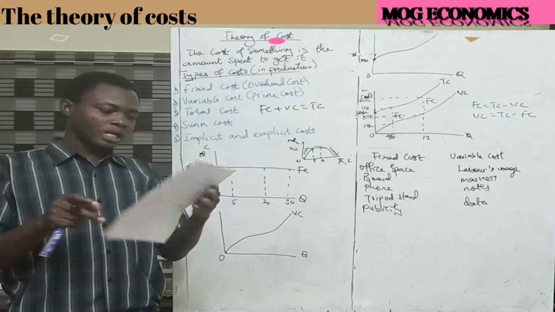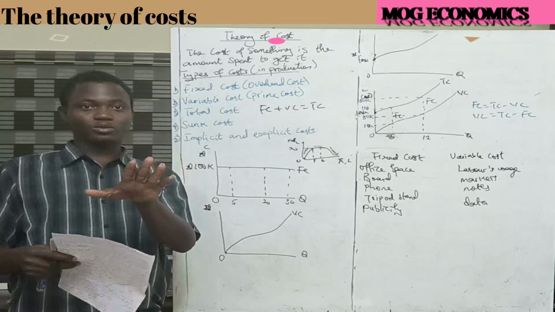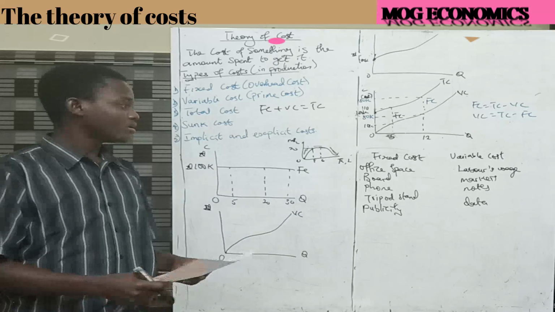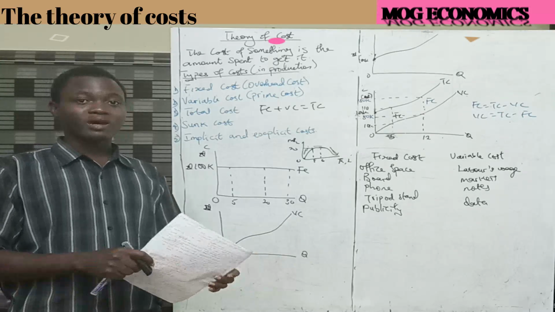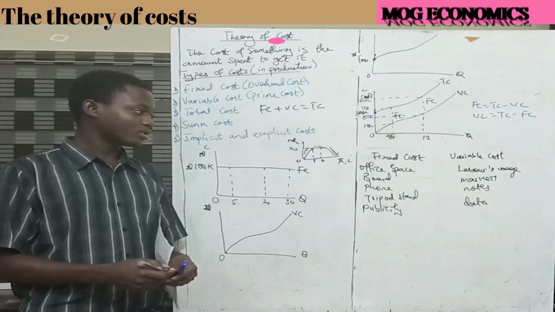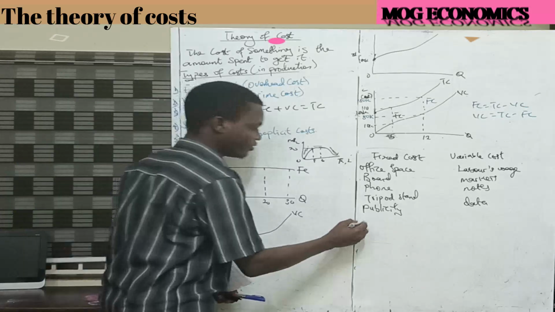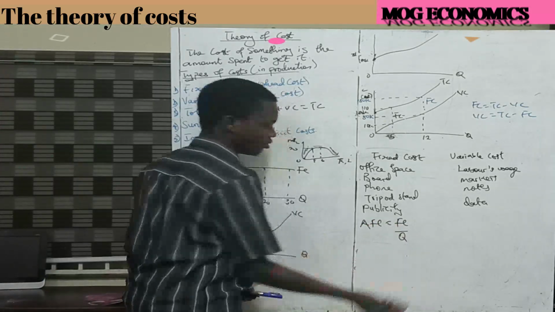I don't think so. Now I have a food for thought for you. Because this class is already pending, before that, we have average fixed cost, average variable cost, the averages. So your average fixed cost is the fixed cost per unit of output, which is FC over Q.